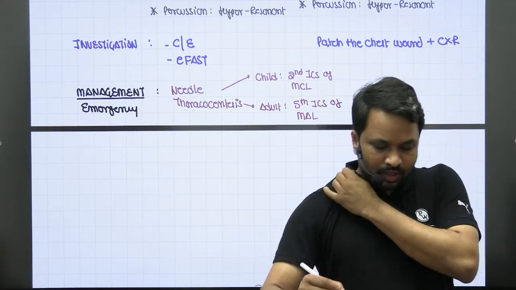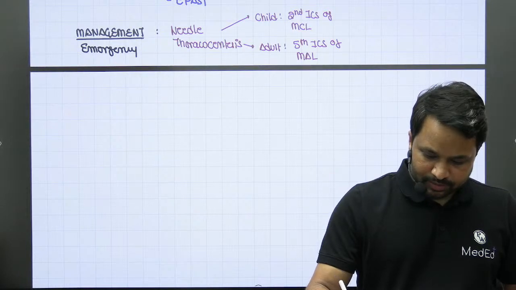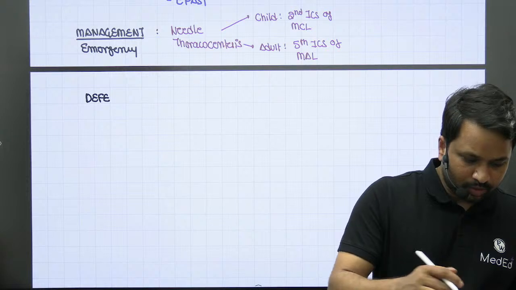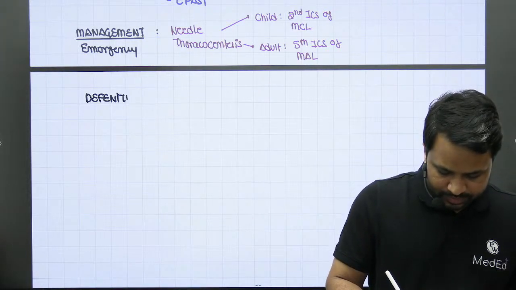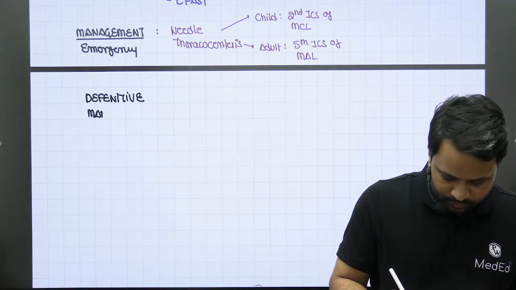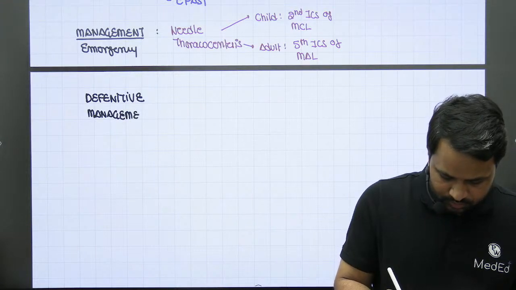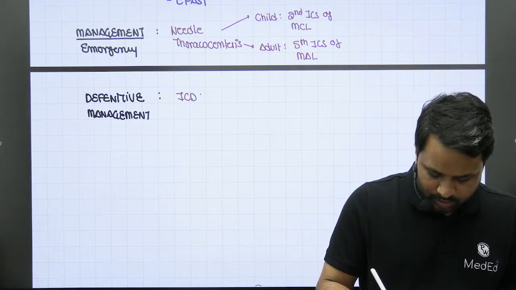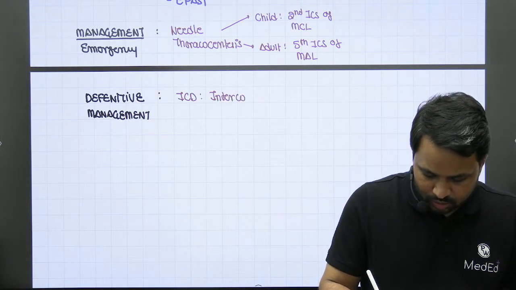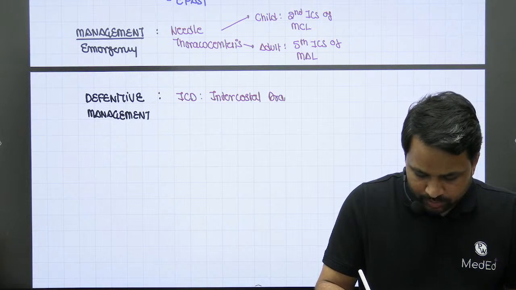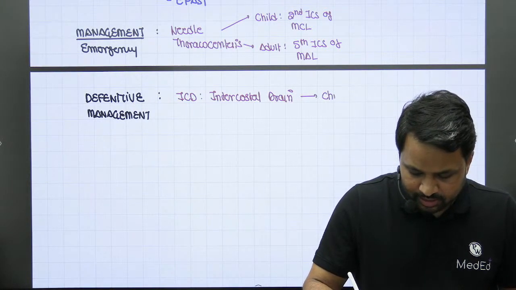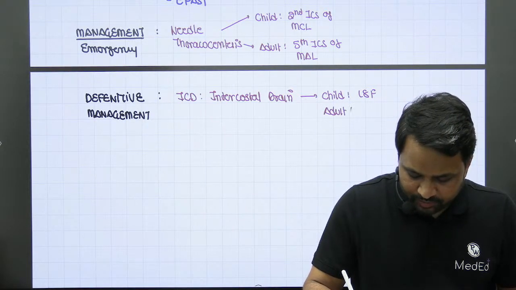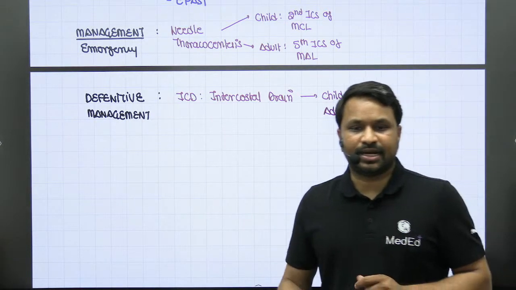Now when you talk about definitive management, definitive management would be to put an intercostal drain. That is, the ICD has to be put, which is called the intercostal drain. Normally, when you say ICD, in a child I would prefer an 18 French. In an adult, I would prefer a 28 French. That is the standard ICD that you put.